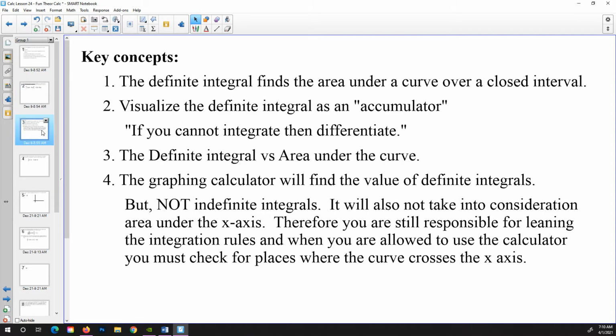So some key concepts. First, the definite integral finds the area under the curve over the closed interval, and we can visualize the definite integral as an accumulator. It's summing up these values.